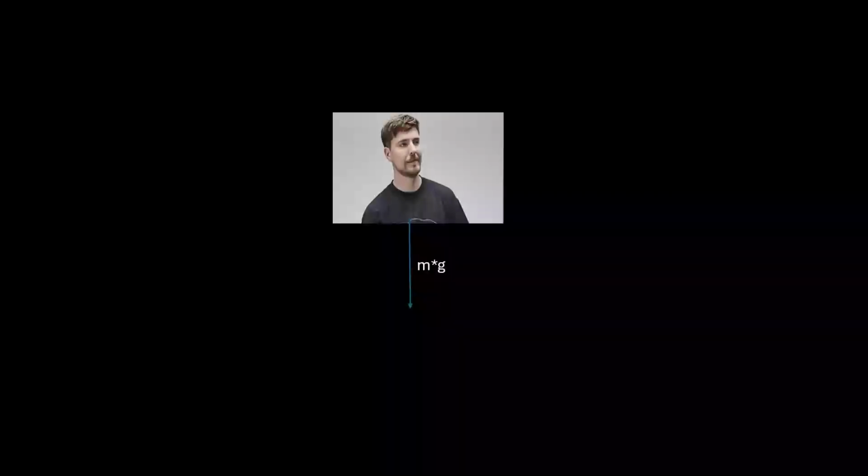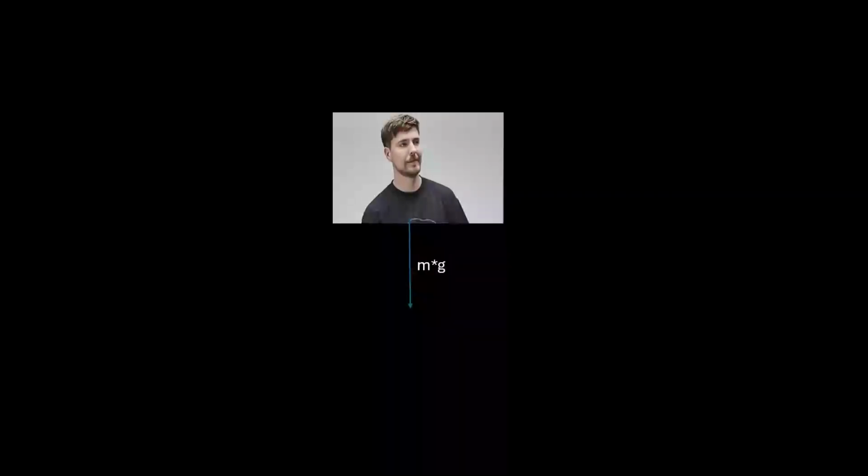So let's say we have someone and we drop him, and his force exerted downward would just be m times g. Now let's say we have some particles. This is just a free body diagram of someone falling. It's not really that serious.